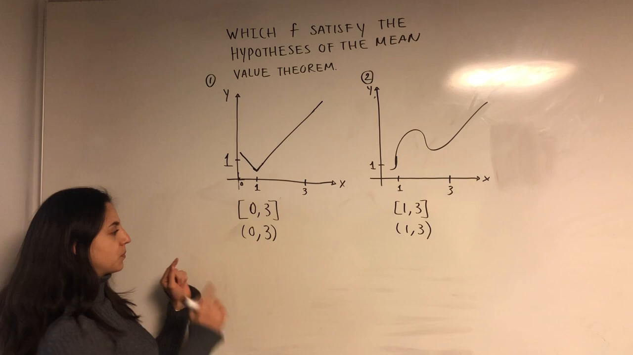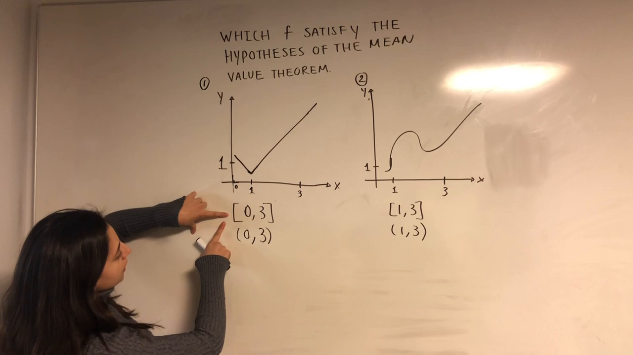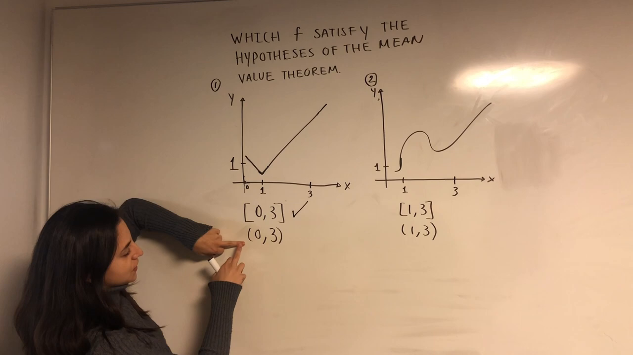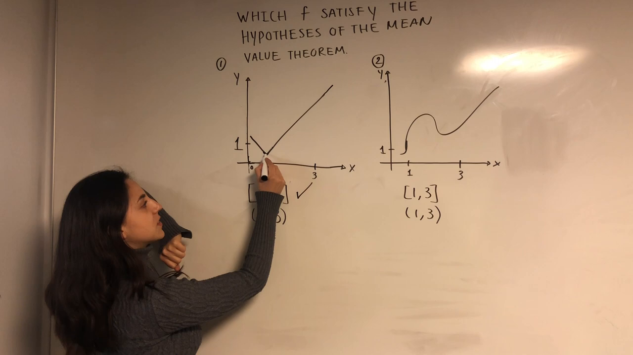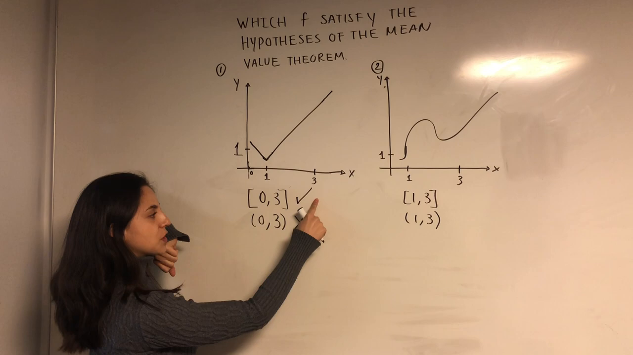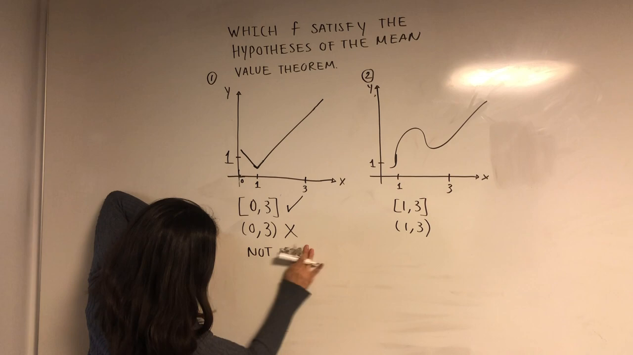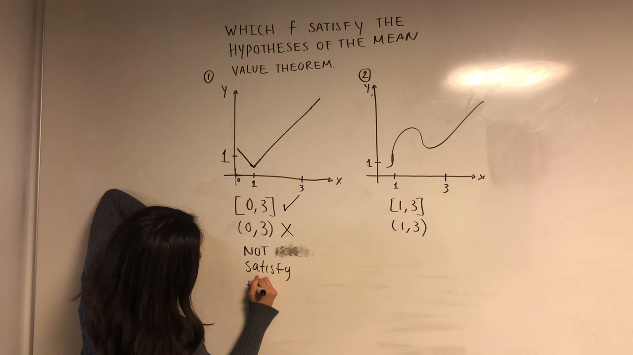So in this case, this function is continuous on the interval 0 comma 3, so it meets one of the requirements. Now the second one is asking, is it differentiable in the same interval? And it is not differentiable because there is a corner point right here. So because it meets the first requirement, but it's not differentiable, it does not satisfy the mean value theorem.